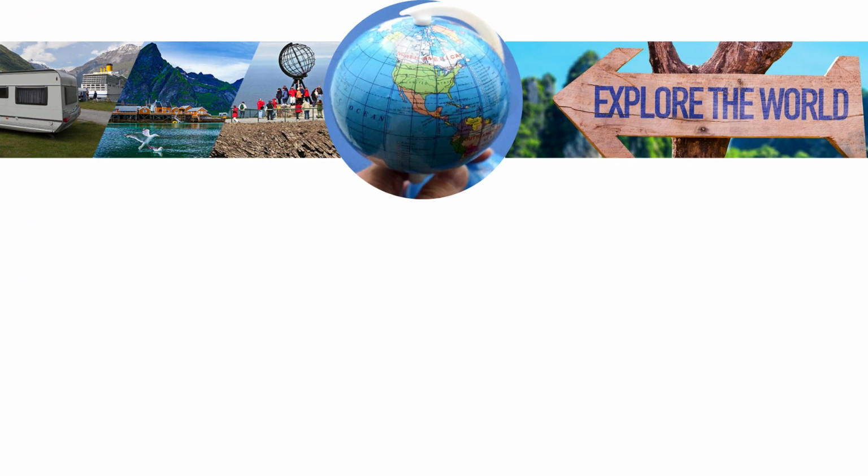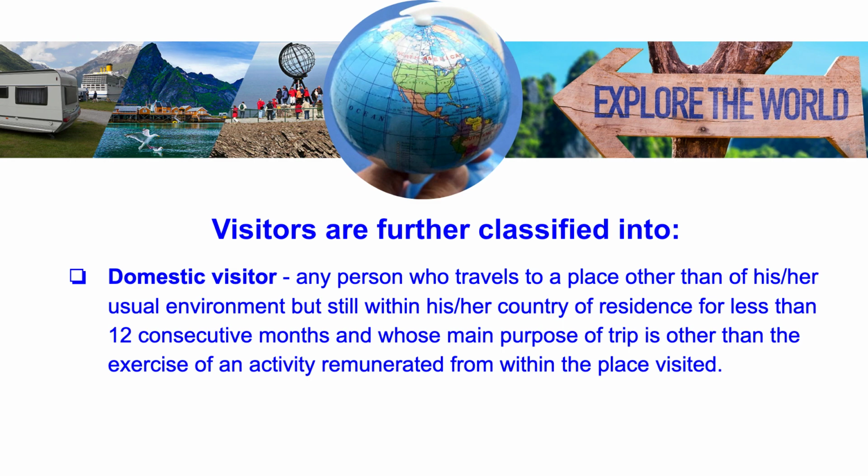Then we have another type of visitor, the domestic visitor. As the name implies, domestic means within the country. So a person who travels to a place other than his or her usual environment, but still within his or her country of residence, for less than 12 consecutive months and whose main purpose of trip is other than the exercise of an activity remunerated from within the place visited. Similar to the international visitor, but the geographic limit is within the country.